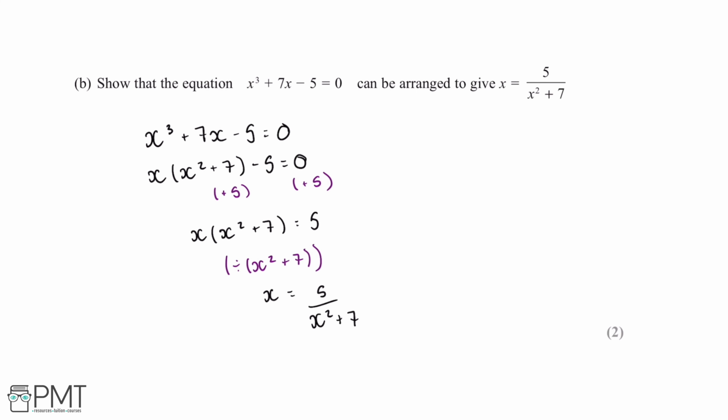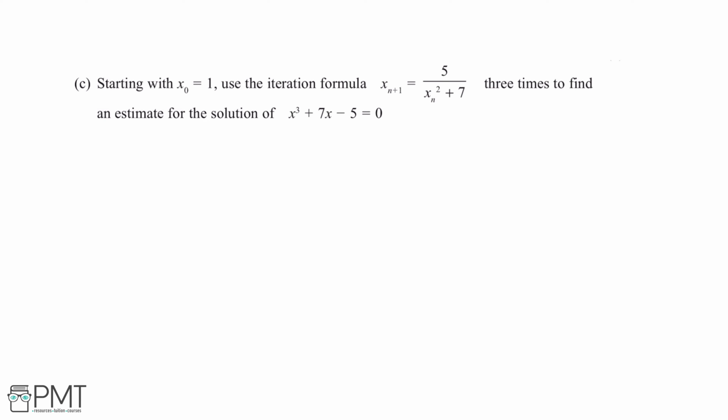Now this question's worth 2 marks. We'll get our first mark for factorising out the original equation and our second mark for the complete correct solution. Starting with x0 equals 1, use the iteration formula xn plus 1 equals 5 divided by xn squared plus 7, 3 times to find an estimate for the solution of x cubed plus 7x minus 5 equals 0.